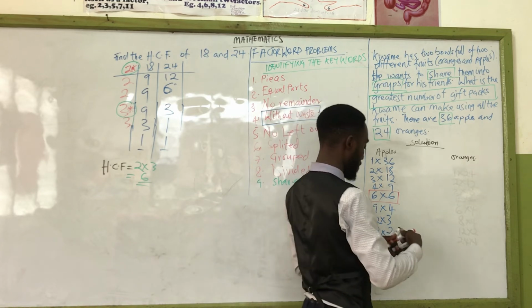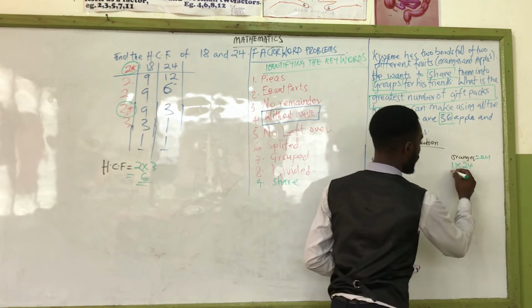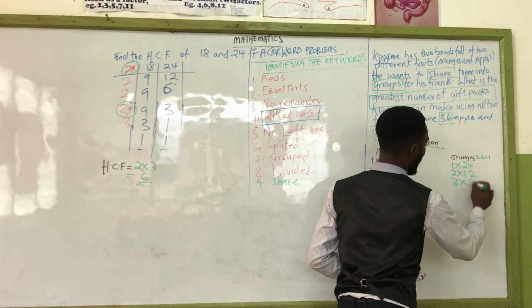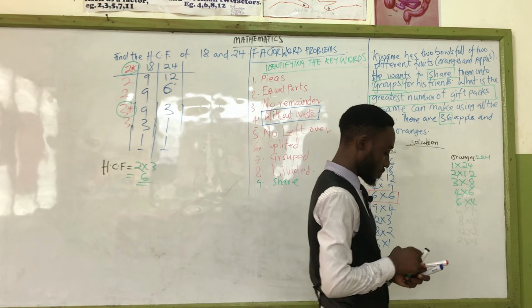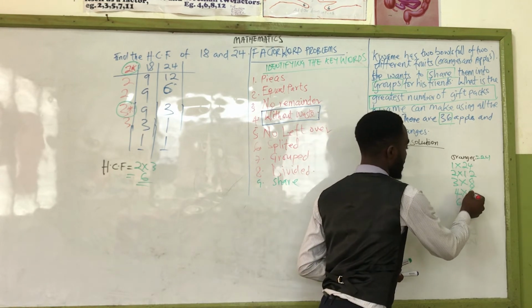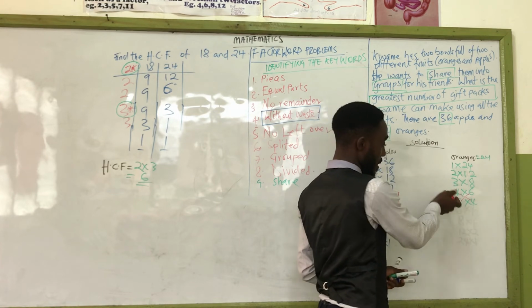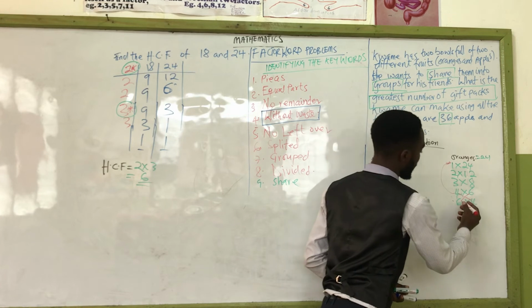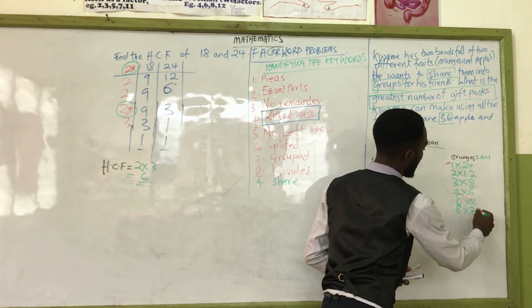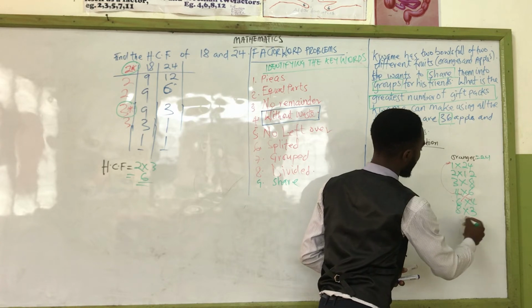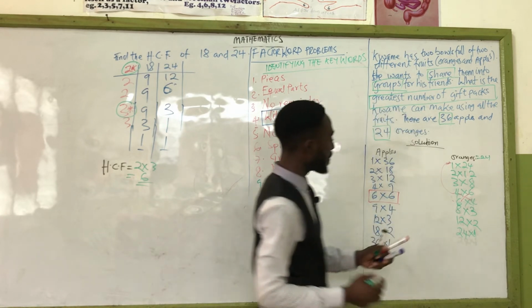Now for the oranges, we could have it this way. So one group of 24, two groups of 12, three groups of 8, four groups of 6, and then 6 groups of 4. And we also said that when a number has this interchange like this, the other groups are going to be in this part. So you could go the reverse. That would be 8 groups of 3, 12 groups of 2, and then 24 groups of 1. All this will give us 24.